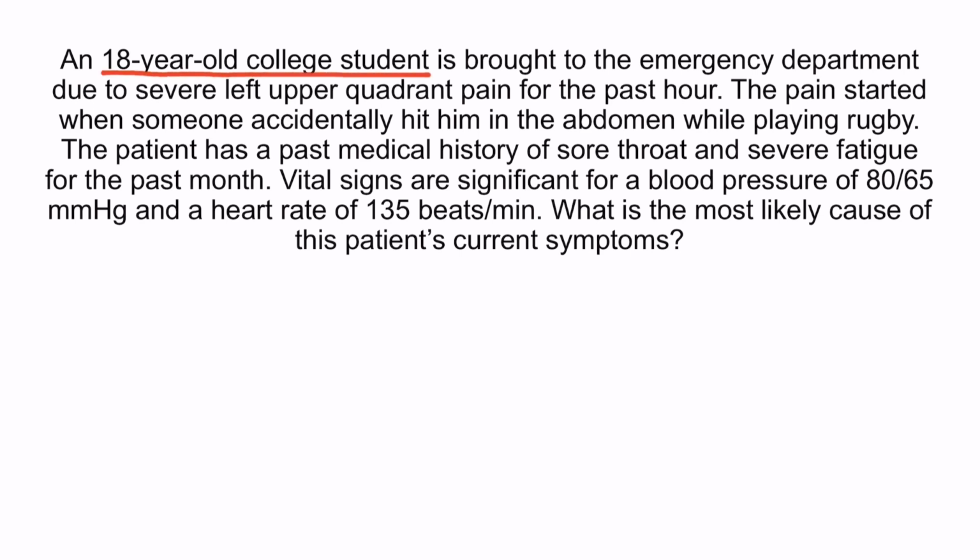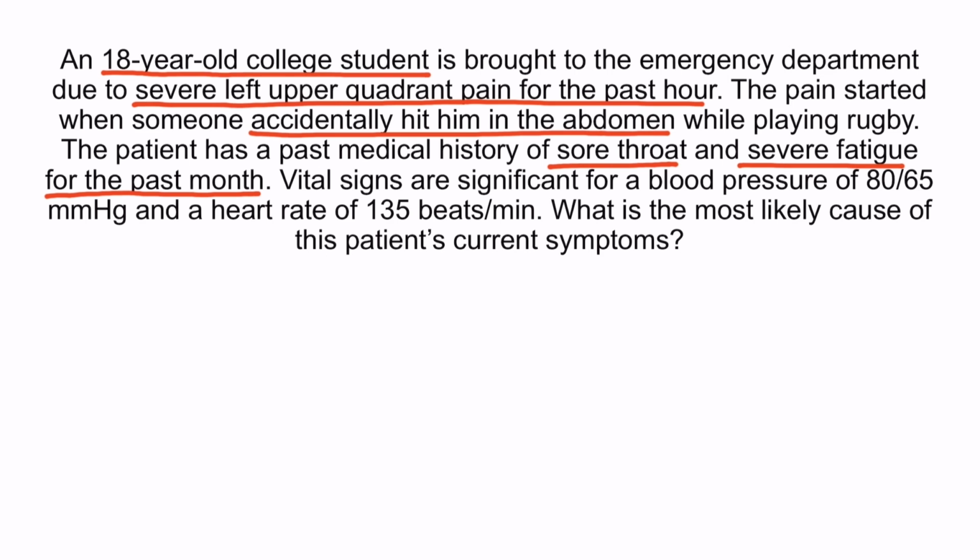This 18-year-old college student reports severe left upper quadrant pain for the past hour. The pain started when someone accidentally hit him in the abdomen while playing rugby. The left upper quadrant pain and history of trauma raises suspicion for splenic injury. Additionally, he has a past medical history of sore throat and severe fatigue for the past month. Considering his age, these symptoms are consistent with infectious mononucleosis. Infectious mononucleosis can cause splenomegaly and predispose patient to traumatic splenic rupture.